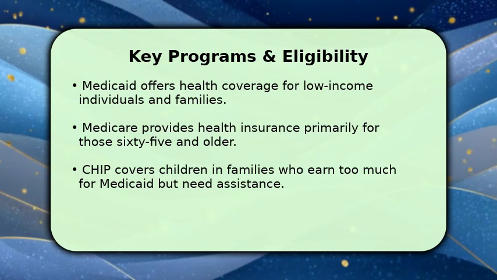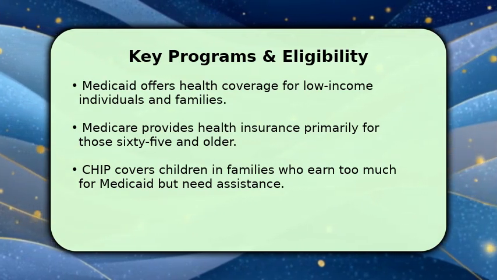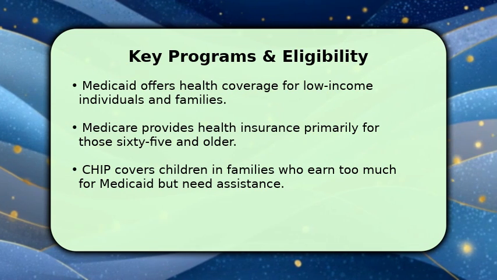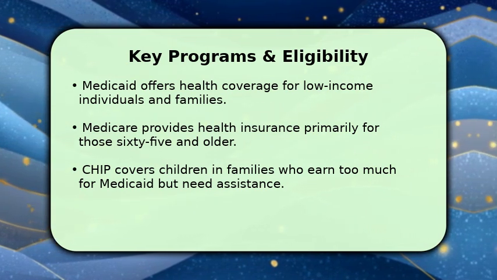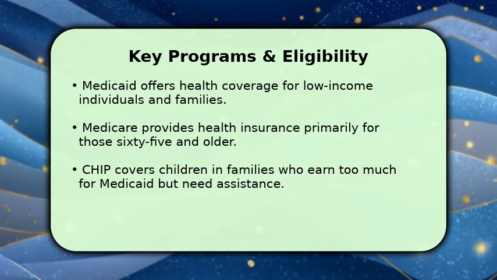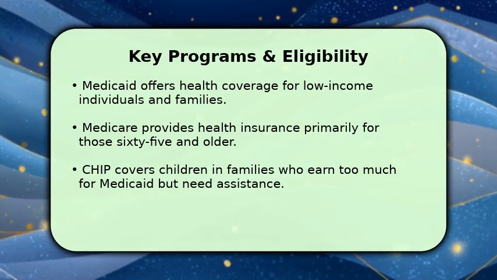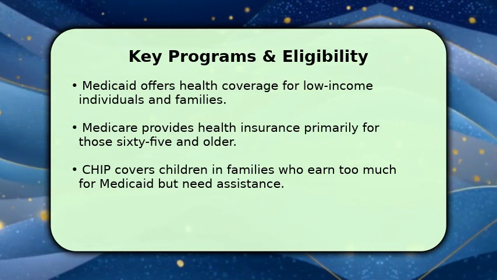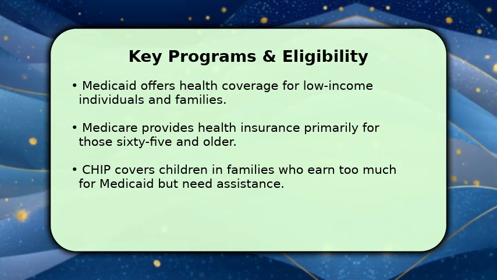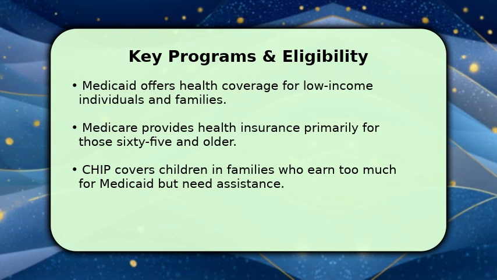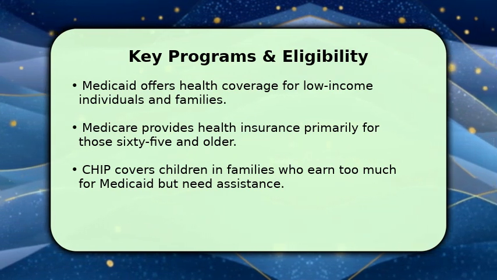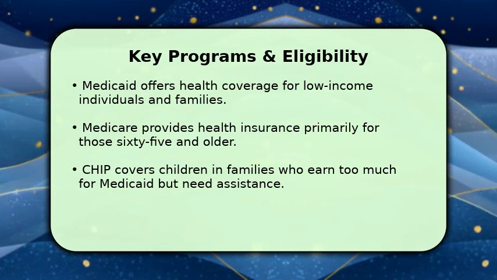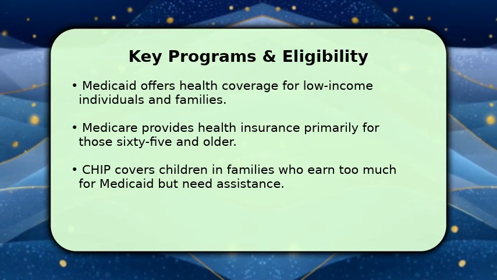Let's look at a few common government insurance programs. Medicaid provides essential health coverage for individuals and families with limited income and resources. Medicare primarily serves people 65 years of age or older, as well as some younger individuals with disabilities. The Children's Health Insurance Program, or CHIP, offers low-cost health coverage for children and families who earn too much for Medicaid but cannot afford private insurance.